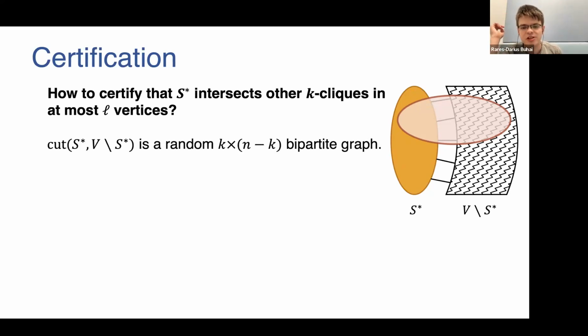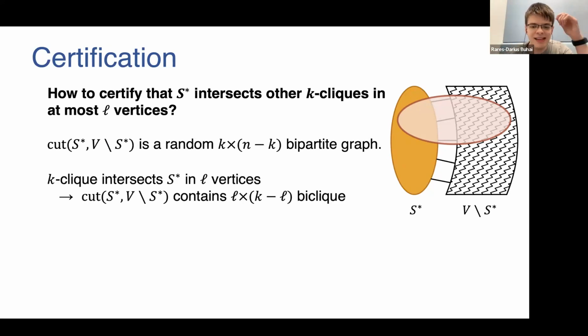First of all, if you just look at the cut between S star and V minus S star, and you ignore the connections in S star and V minus S star, this is basically just a random bipartite graph with k vertices on the left, S star, and n minus k vertices on the right, V minus S star. And if a k-clique intersects S star in L vertices, then it actually means that this random bipartite graph contains an L by k minus L biclique.